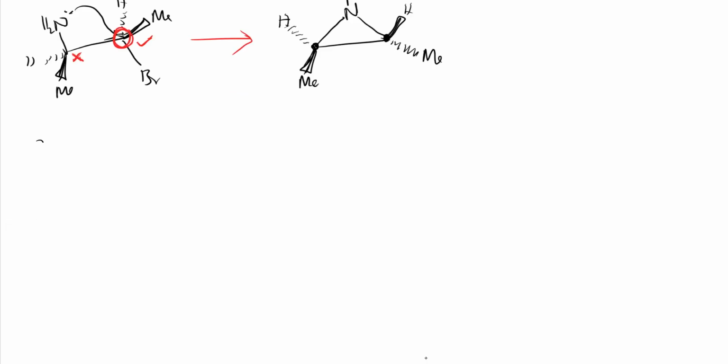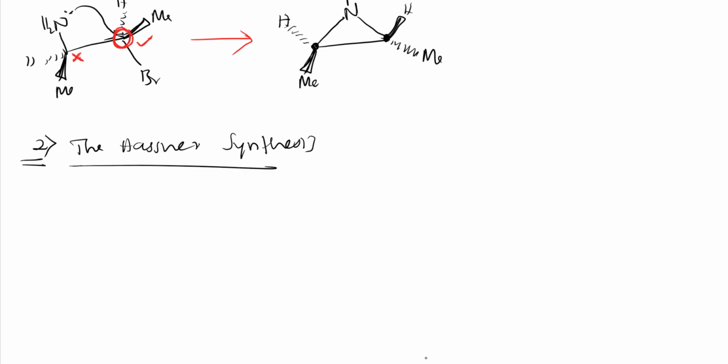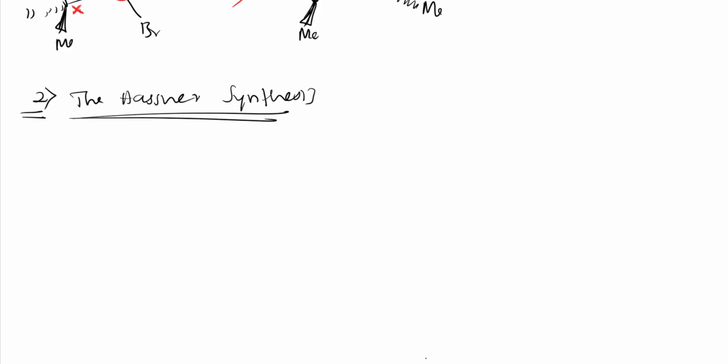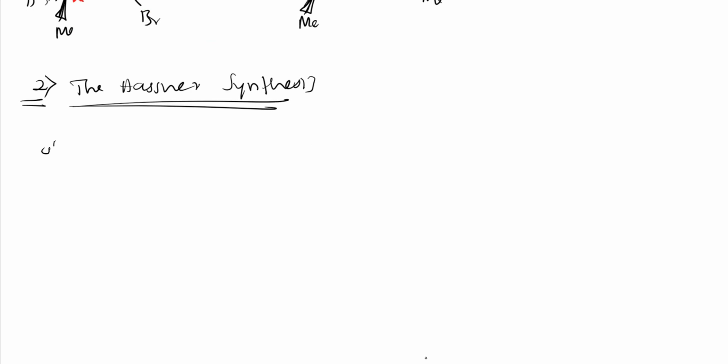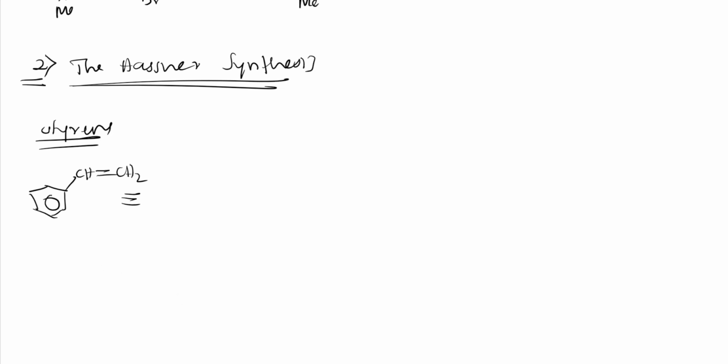So the second one, to synthesize this compound, aziridines, the next one is the Hausser synthesis. What is the Hausser synthesis? Here we take styrene, right? What is styrene? Styrene is nothing but this one, a benzene ring containing CH double bond CH2, right? We can draw like this also, sometimes they will draw like this.